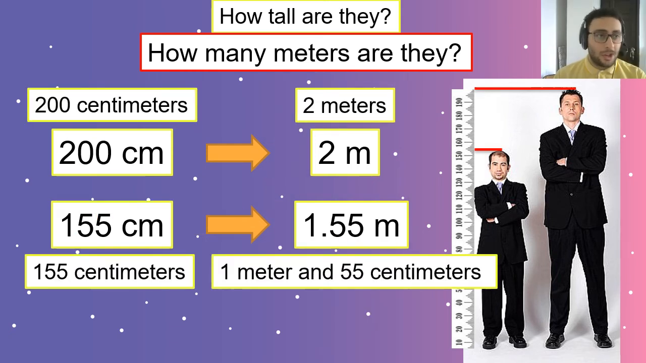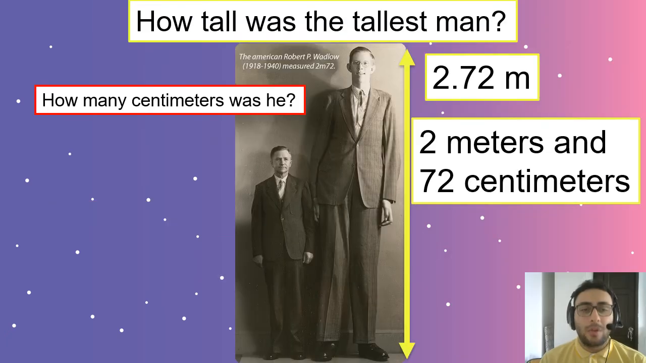So look at here. 200 centimeters. 155 centimeters. And this one, we turn it into meters: 2 meters, 1 meter and 55 centimeters. By the way, guys, as you remember, this one becomes 2.00 meters, right? We don't have to put the 0 here. We can just say 2 meters. Easy peasy.